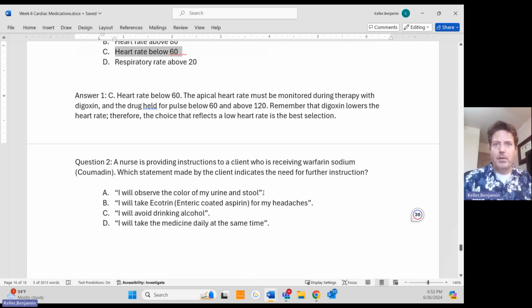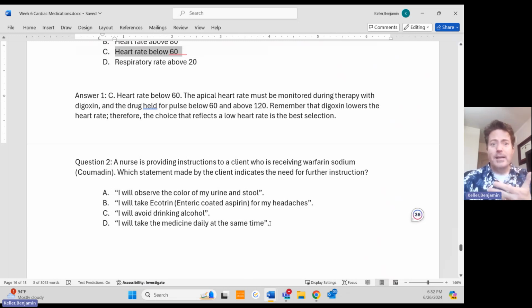I will observe the color of my urine and stool. No, that's good because you want to be sure that they're not bleeding. So look for black tarry stools, right? That would be like GI bleeding or blood in their stools or in their urine. What about drinking alcohol? Yeah, you want to avoid drinking alcohol, because alcohol thins your blood and it can cause you to bleed more. What about take your medication at the same time every day? Yeah, that's a really good thing.